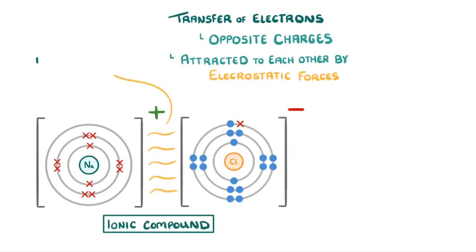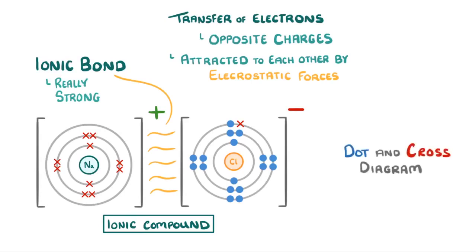We call this force an ionic bond, and it's really strong, similar in strength to covalent bonds, which we cover in another video. The way that we've drawn our compound here is known as a dot and cross diagram, and you'll often be asked to draw things this way in your exam.